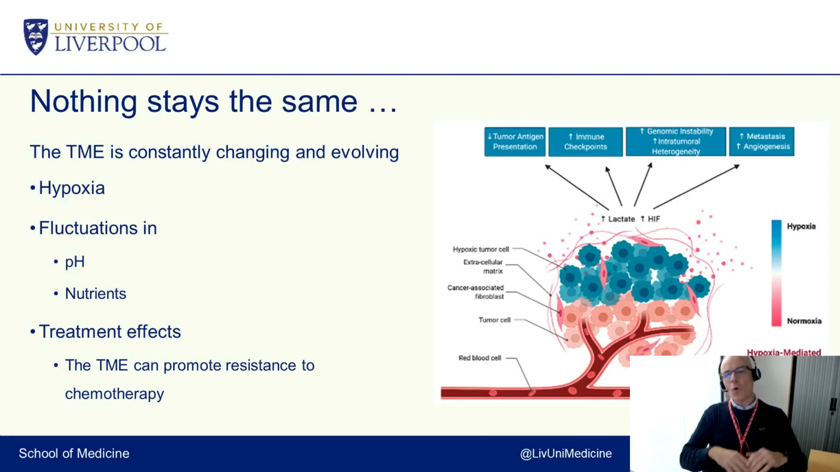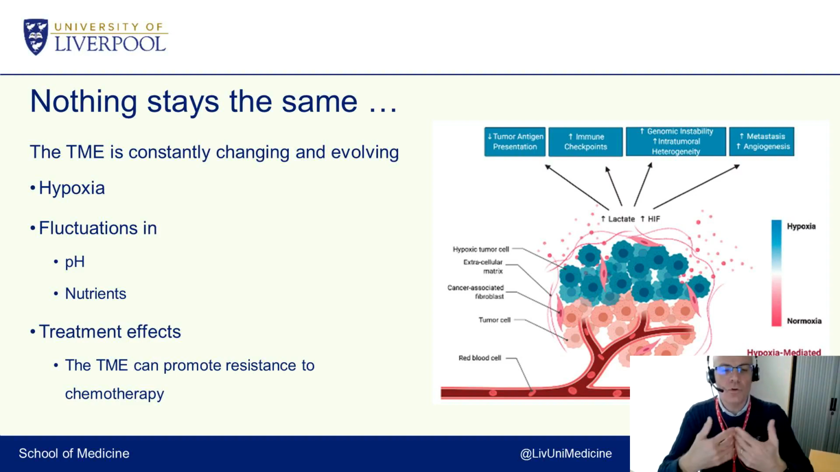But as I indicated, this whole area of the cellular and extracellular components of a cancer is very important because nothing stays the same. This is a constantly changing and evolving environment. There are fluctuations in the oxygen tension, so you get hypoxia. And the diagram here shows, again, a number of tumour-promoting areas where you get hypoxia within the tumour, and the tumour microenvironment plays a large part in that, driven through signalling factors like lactate and HIF1 alpha. You get fluctuations in pH, fluctuations in nutrients and nutrient supply, perhaps related to the blood vessels as well.